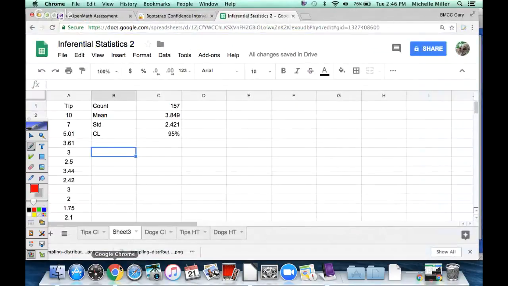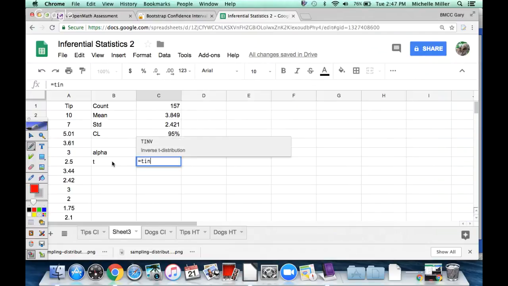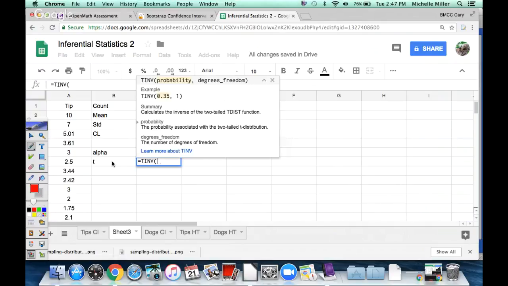All right, so making these calculations, I need to know what alpha is. So that's just equal to 1 minus the confidence level. Once I have alpha, I can calculate, in this case, the t-score. And the t-score is going to be the T inverse. So I start typing Ti, and it says, do you want the T inverse? I hit enter and say yes.